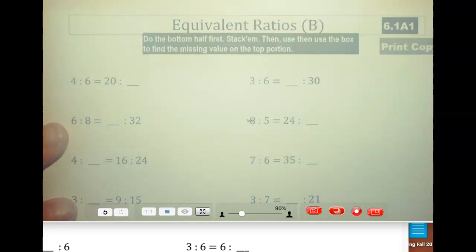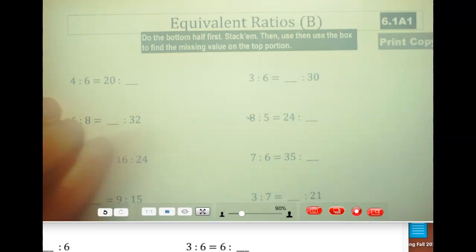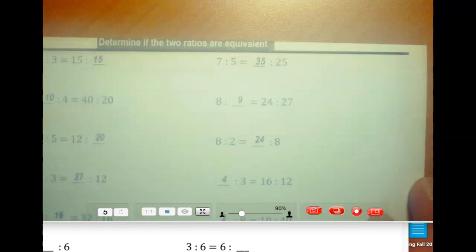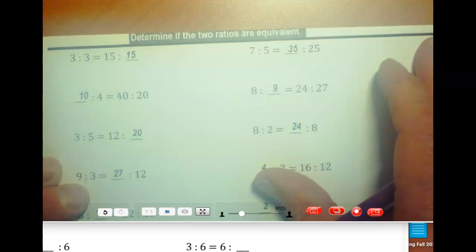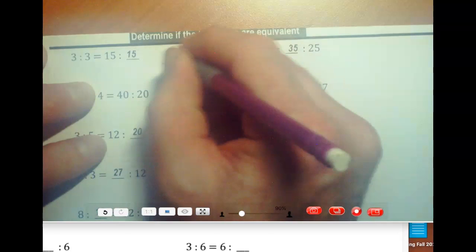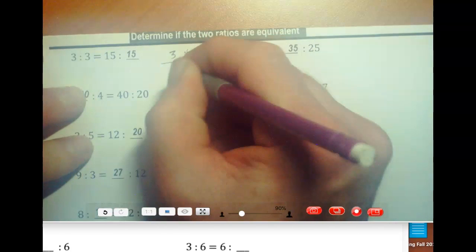Hello, this is a quick tutorial on 6.1a, determining whether ratios are equivalent or not. Before we do this, we're going to flip to the bottom and check to see if these two ratios are equivalent. So what I'd like you to do for this is to create a little box here and put the ratios in a stacked form. So 3 to 3, 15 to 15. And then we multiply diagonally.